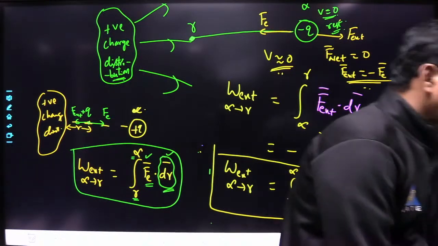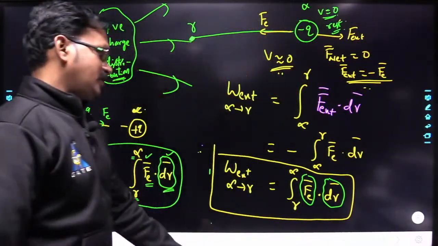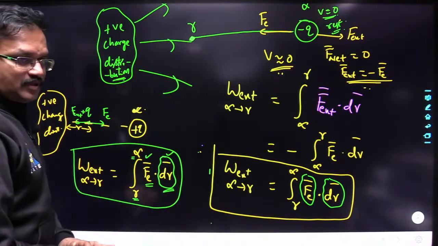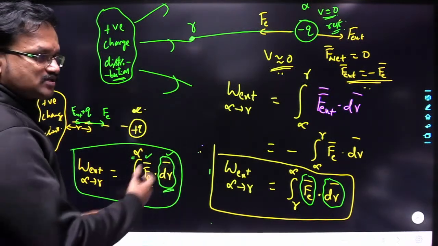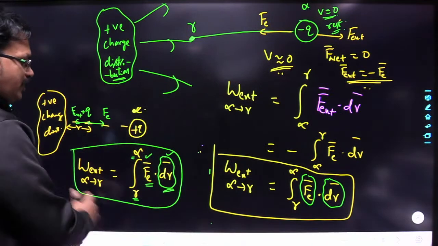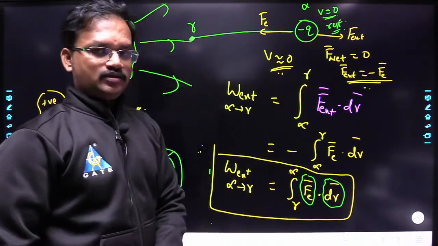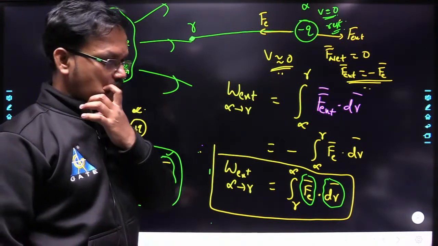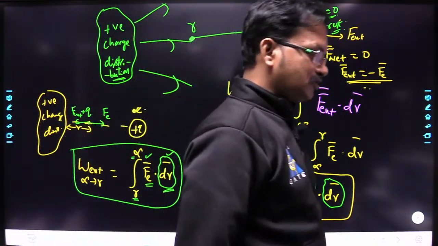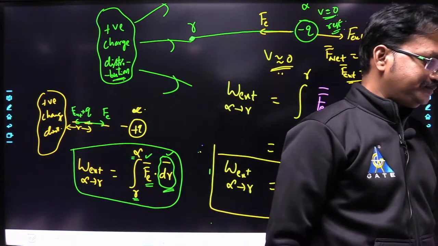Parasmoon, even though the expressions look the same, the results are going to be different. Here you are going to get some positive value, here you are going to get some negative value. Yes or no? Understood, Parasmoon?